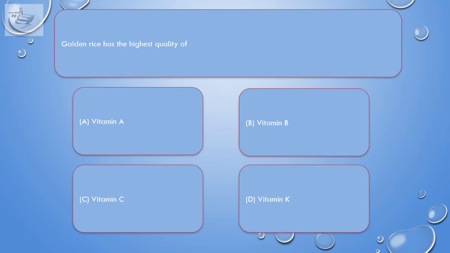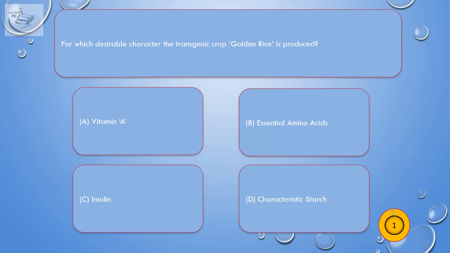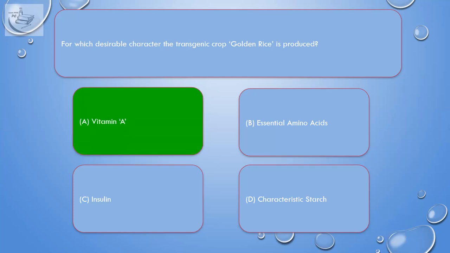Question: Golden rice has the highest quality of A. Vitamin A. B. Vitamin B. C. Vitamin C. D. Vitamin K. Correct answer is A. Vitamin A. Question: For which desirable character the transgenic crop golden rice is produced? A. Vitamin A. B. Essential amino acids. C. Insulin. D. Characteristic starch. Correct answer is A. Vitamin A.